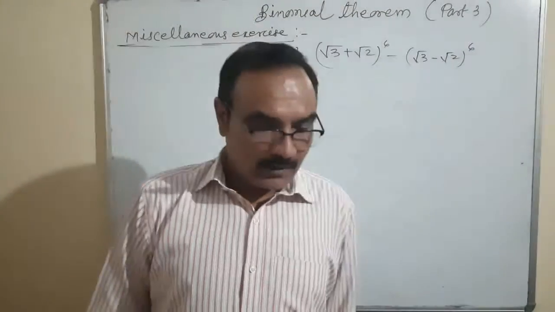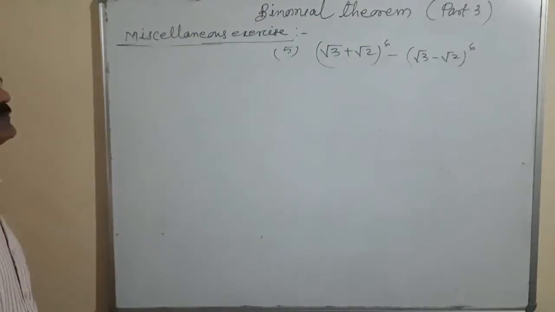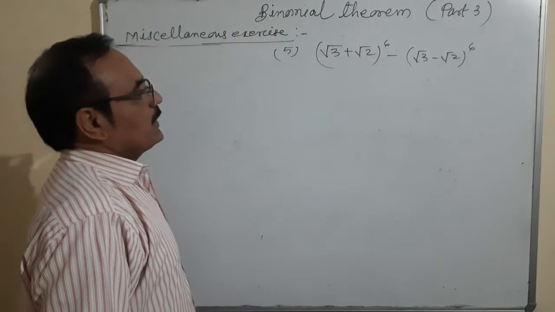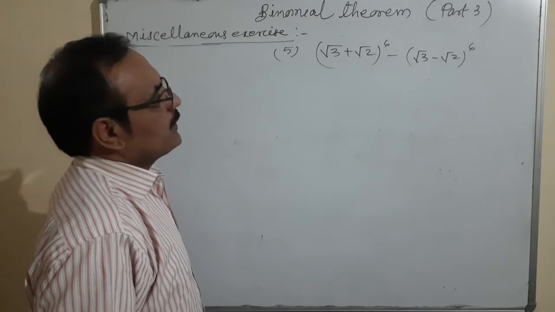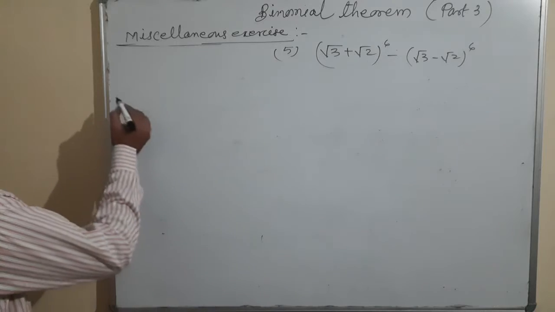This is (root 3 + root 2)^6, evaluate. We are going to evaluate it. For evaluating it in the simplest way, we have to expand it. So yes, we are going to expand it now.